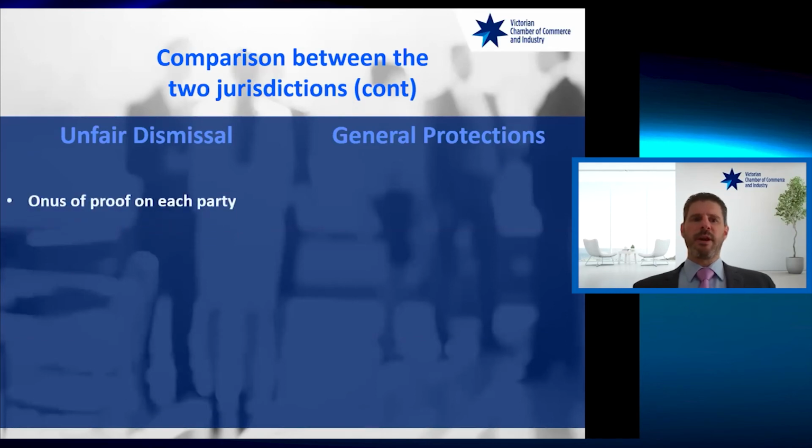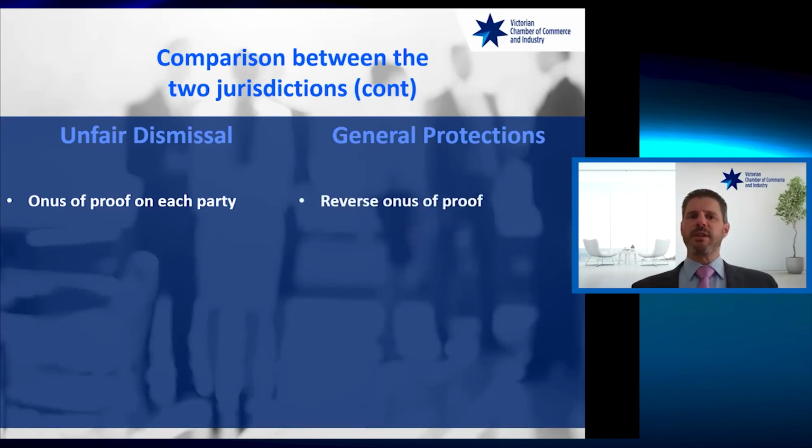Let's talk a little bit about onus of proof. So in an unfair dismissal matter, the onus of proof is on each party. So, for example, if I'm making a claim as an applicant, I've got to prove that the dismissal was unfair. I've got to provide some evidence. If it's claimed that the dismissal was due to perhaps a misconduct issue, then the respondent, the employer, needs to provide evidence of that process that led to that decision. So there's effectively a shared onus of proof.